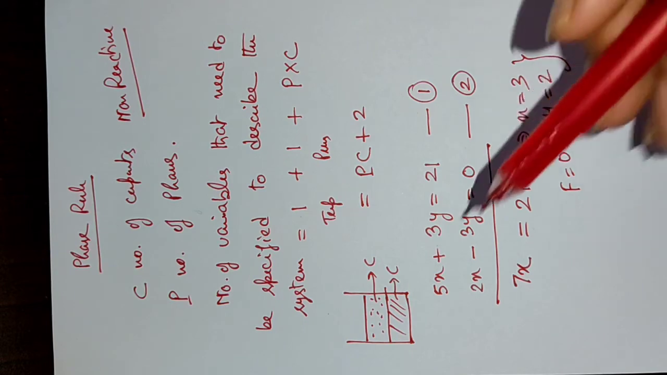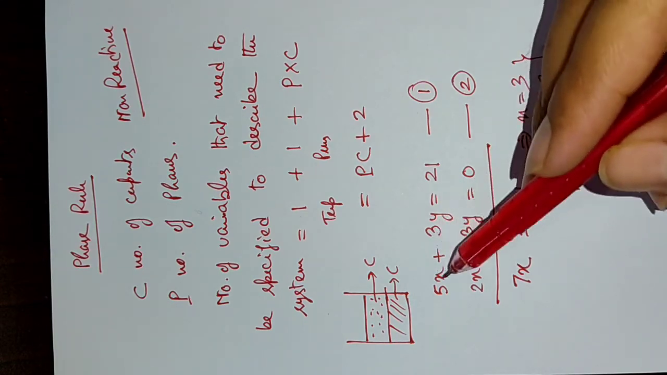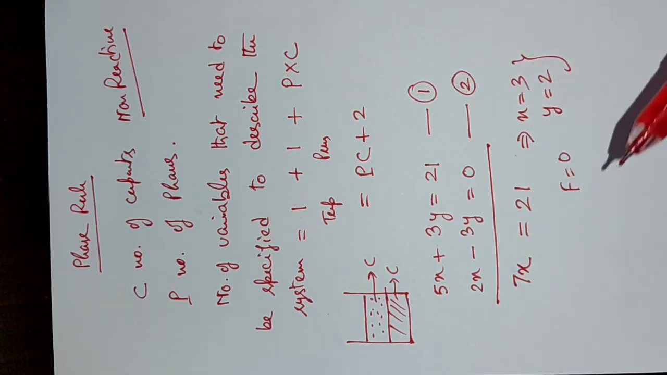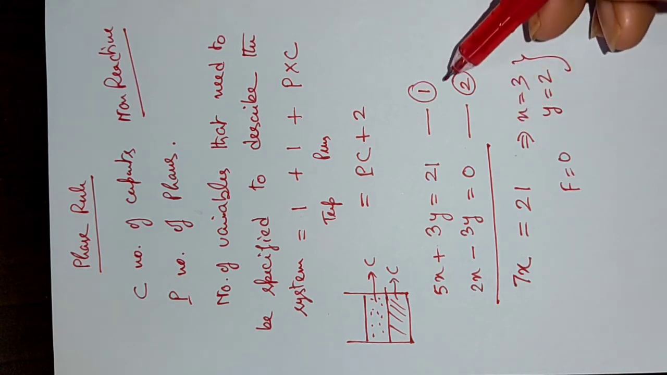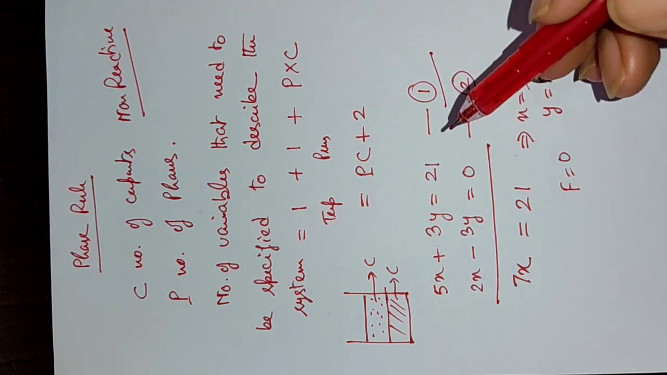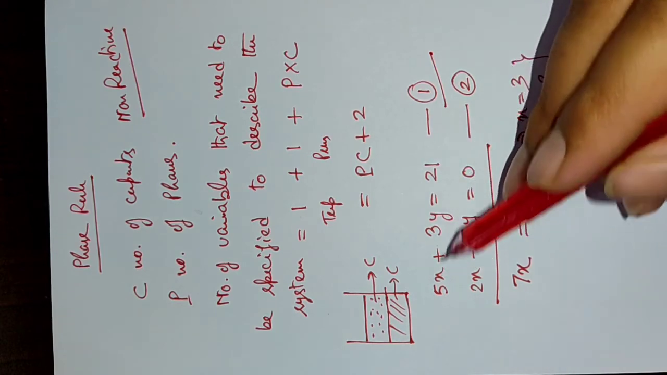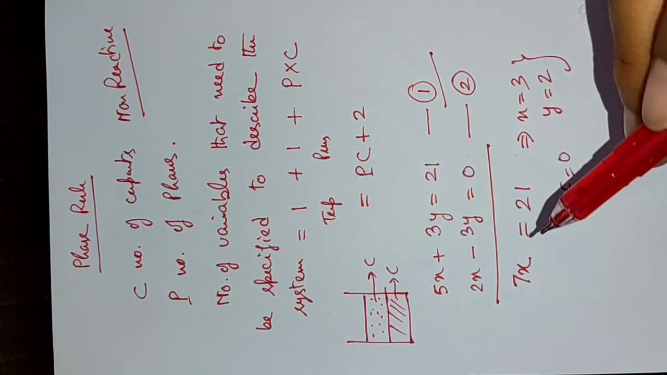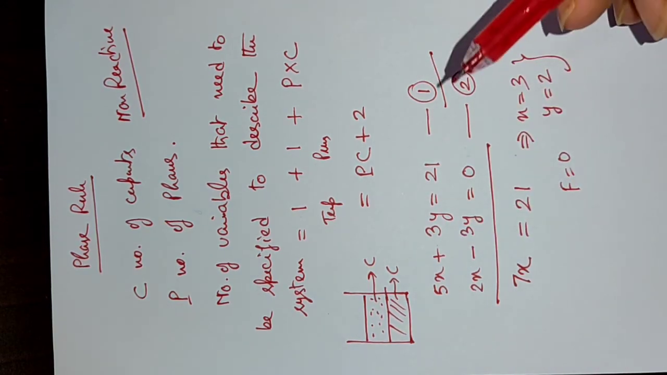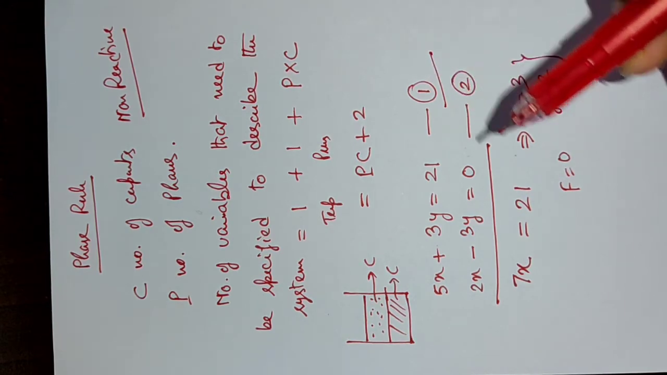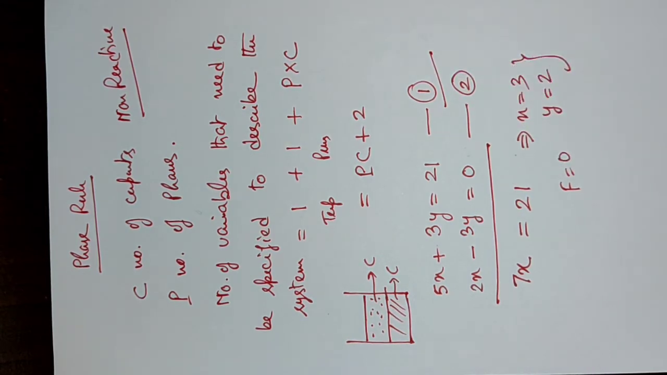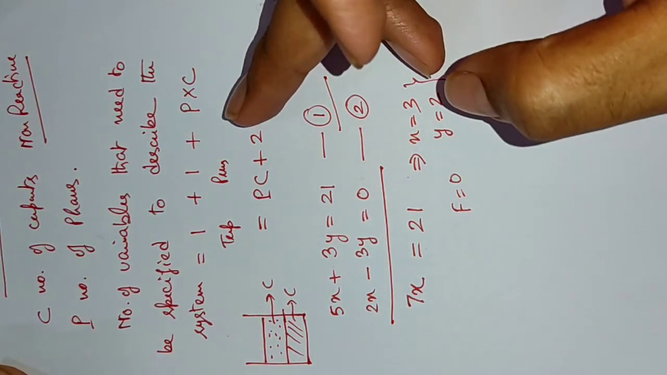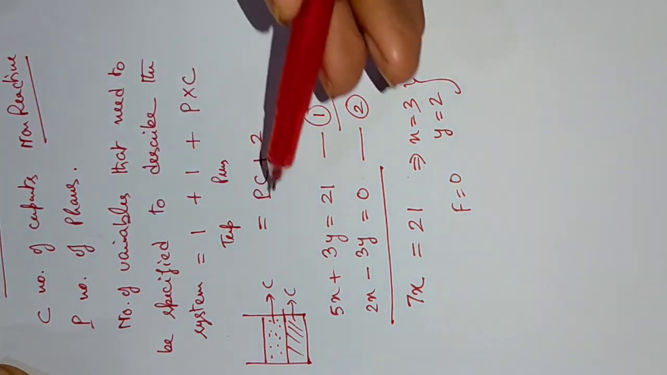So if the number of variables, that is here x and y, equals the number of equations, then the degree of freedom will be 0. And if you have only one equation, that is one equation less than the number of variables, then you will have degree of freedom 1. You have to consider one value. If you have two equations unavailable, then you have degree of freedom 2. So you have to now find the number of available equations from which you will be able to determine the number of variables.